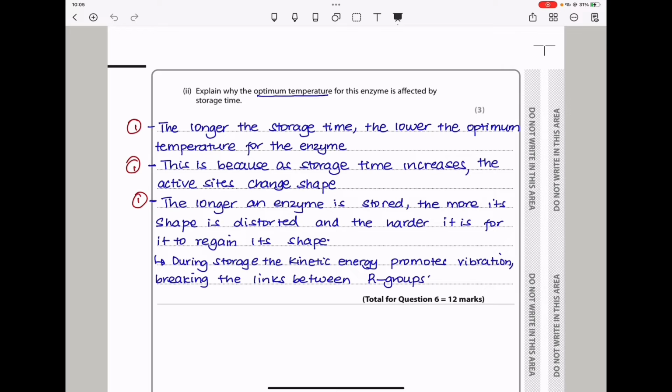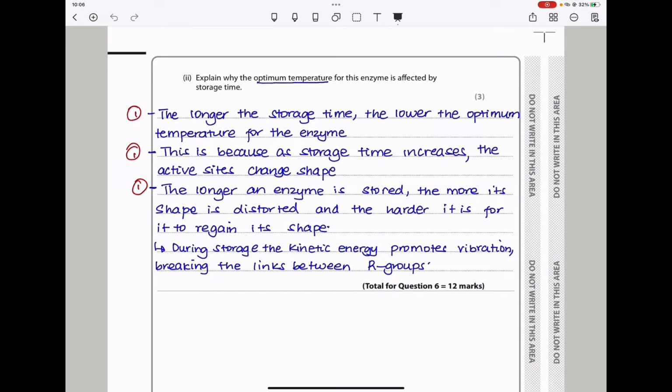Moving on. Explain why the optimum temperature for this enzyme is affected by storage time. Now, when they say explain, we have to state the fact and then give a reason why. My fact is, the longer the storage time, the lower the optimum temperature for the enzyme. This is my statement. Then I have to give a reason. And the reason is, as storage time increases, the active sites are going to change shape. So the longer the enzyme is stored, the more the shape is distorted, and the harder it is for the enzyme to regain its shape.